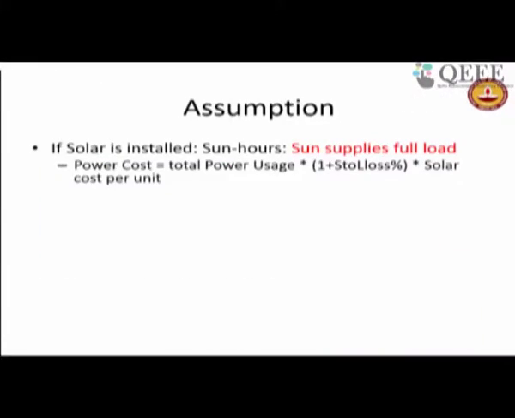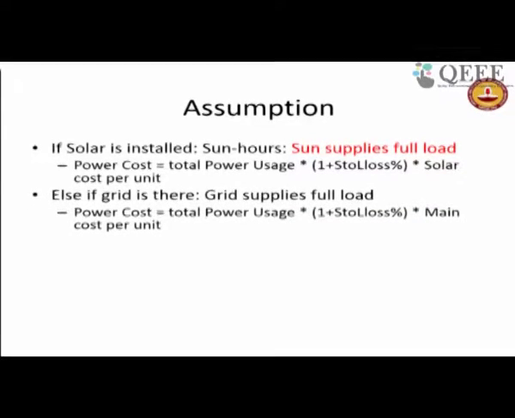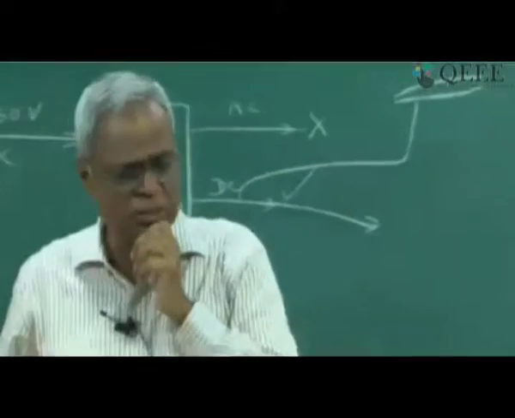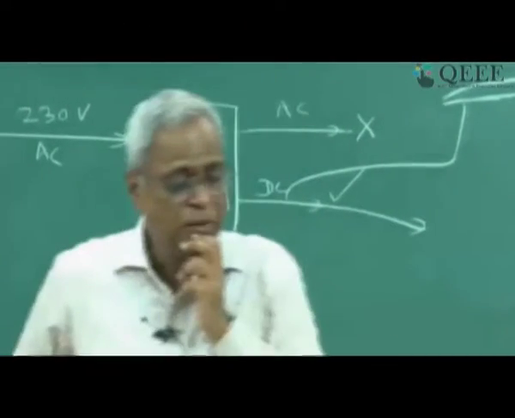Now based on this, for the question that I am asked, there are some assumptions that I make. If solar is installed, during sun hours solar supplies the full load. Power cost is the total power usage multiplied by 1 plus solar to load loss, plus solar cost per unit. If grid is there, grid supplies the full load and the power cost is total power usage into 1 plus grid to load loss into mains power cost per unit.